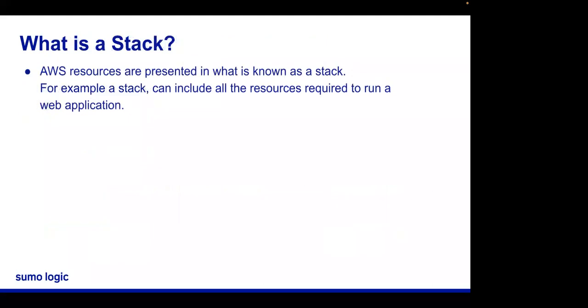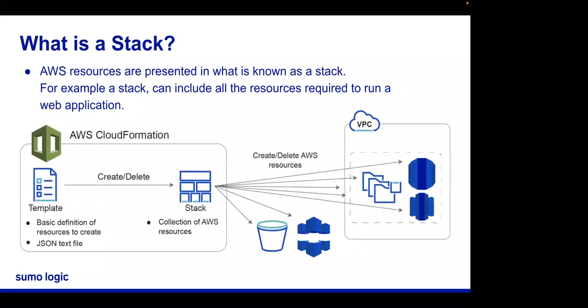So again, AWS resources are also known as a stack. The stack is what resources I need to run. If I want to run a web application, I obviously need an operating system. I need a web server. I need something to store this information. Those are the resources that I need for this.